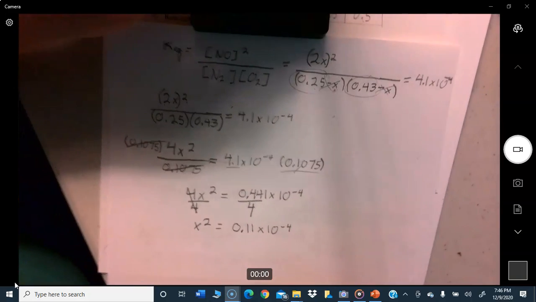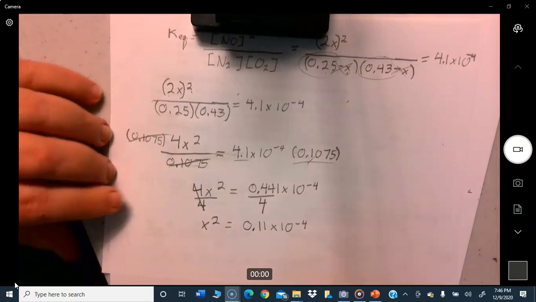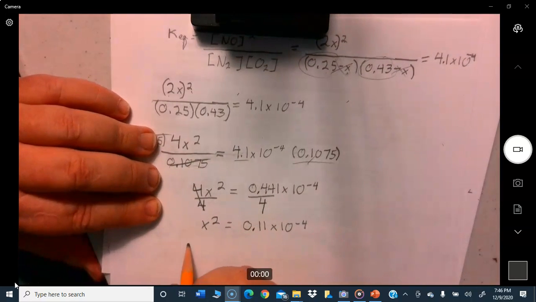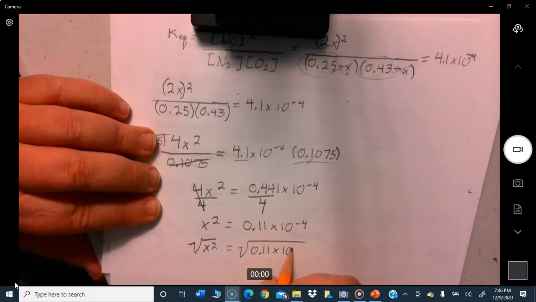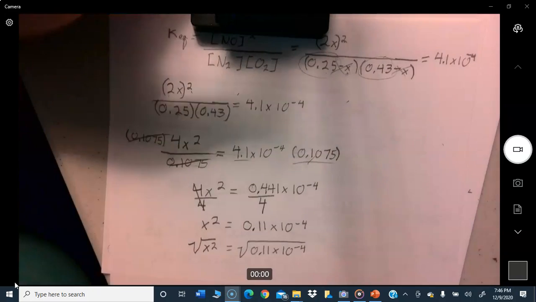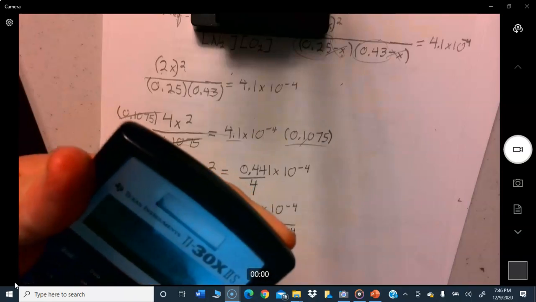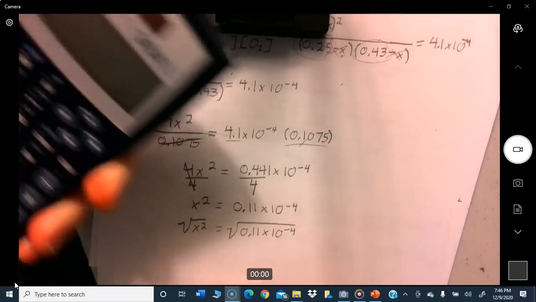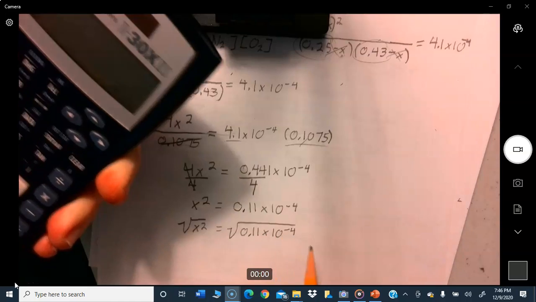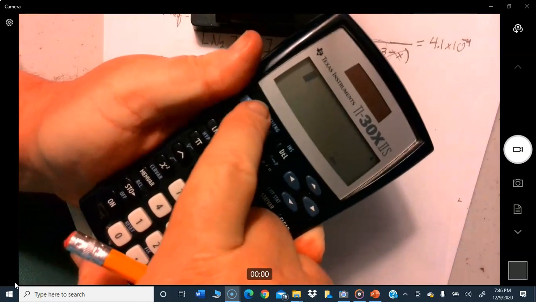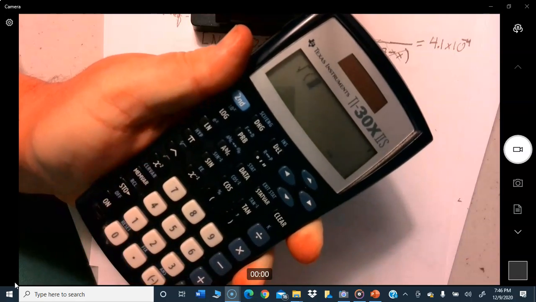Okay, now to solve for x, we take the square root of both sides. It's always a little tricky to take the square root of an exponent. So let's just do it on the calculator. Okay, so here's the calculator. This is our number, 0.11 times 10 to the minus 4. So we're going to do a second and x squared. That gives us the square root.